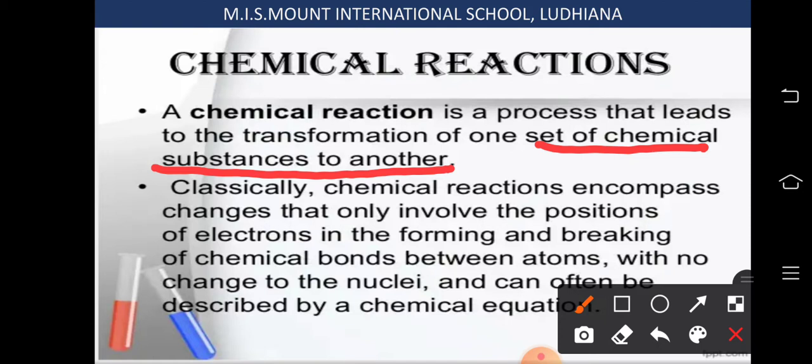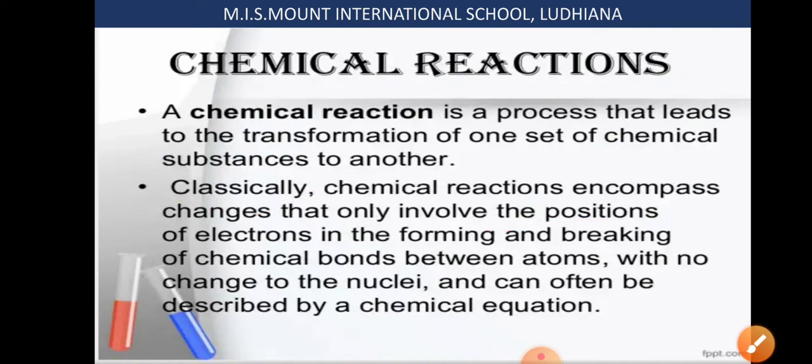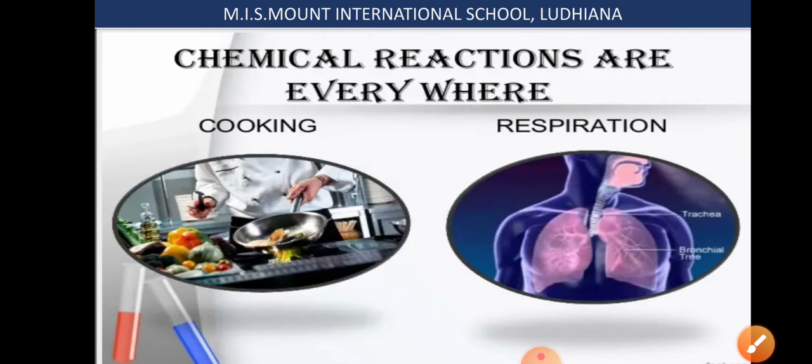Classically, chemical reactions encompass the changes that only involve the positions of electrons. Classically means there are classical concepts and electronic concepts. According to the classical concept, in a chemical reaction only the positions of electrons and the bonds between the atoms are changed, but there is no change to the nuclei. Means if hydrogen is there, it will remain hydrogen, oxygen will remain oxygen. Only the change in the position of atoms will take place. Okay students, that is the basic idea behind a chemical reaction.